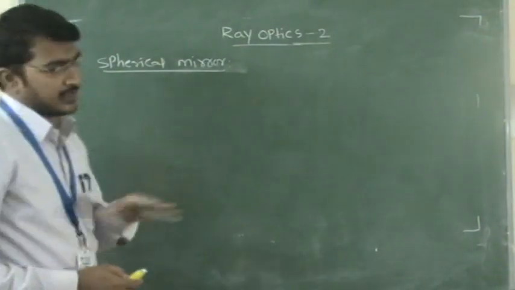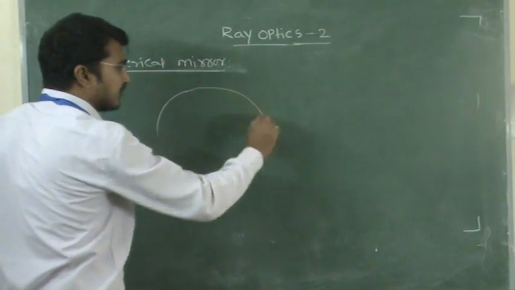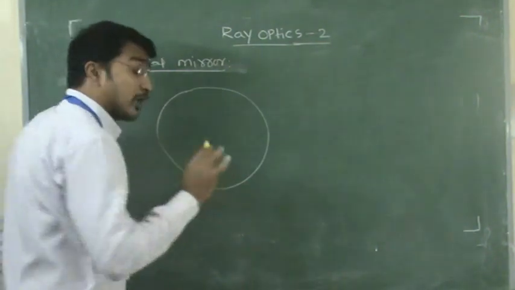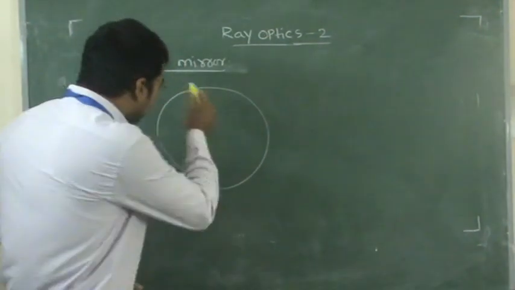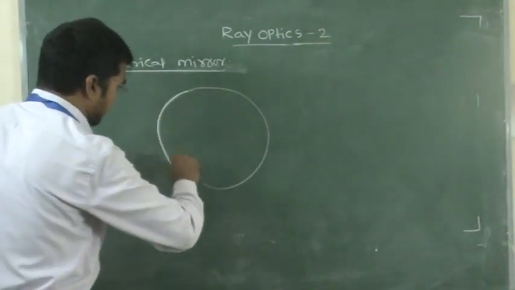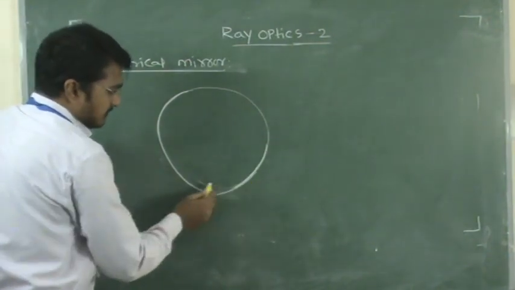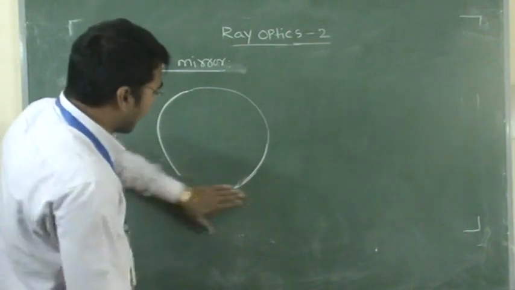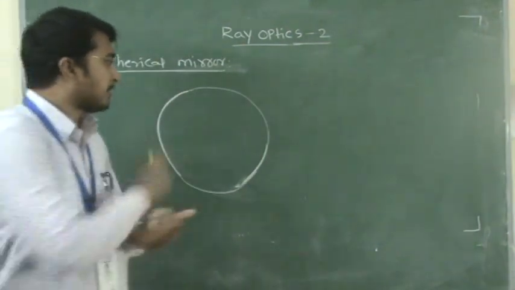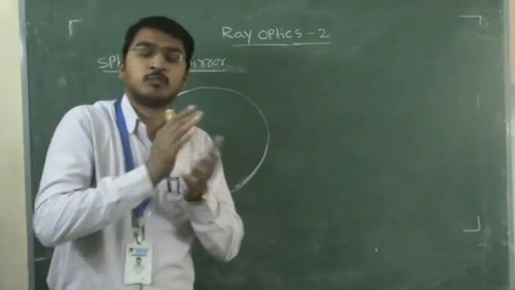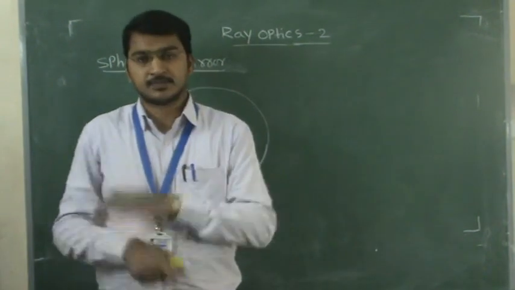Remember that spherical mirror. Let us assume one sphere, just like a football. Okay, a hollow sphere. I am saying a hollow glass sphere. So this is one sphere, a hollow sphere. It's not exactly a sphere, just remember that. So this is one hollow sphere, just like a football. Okay. So a mirror is part of the hollow sphere.